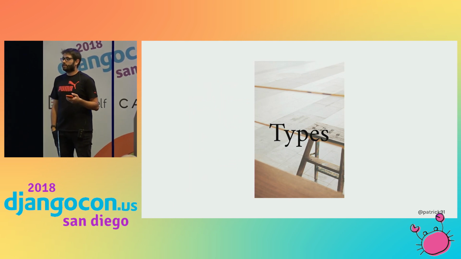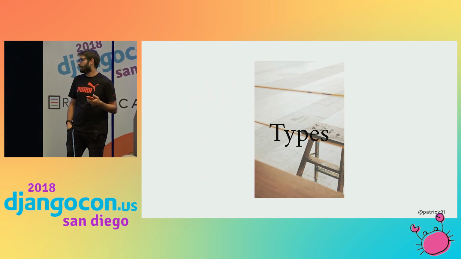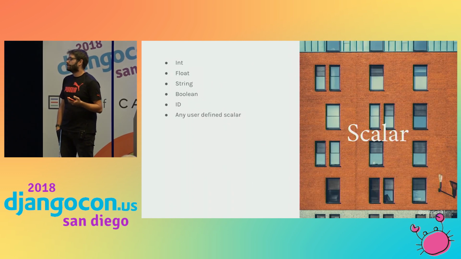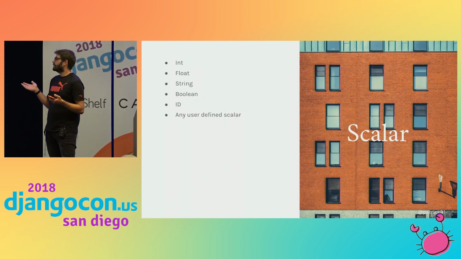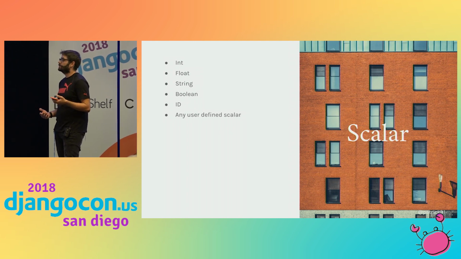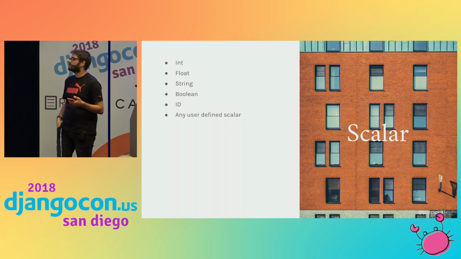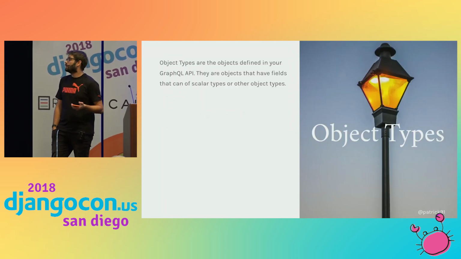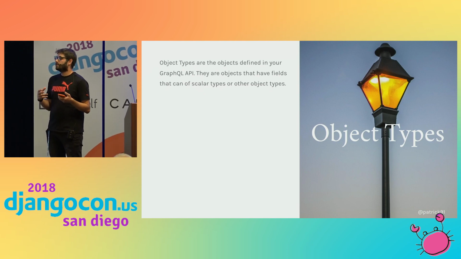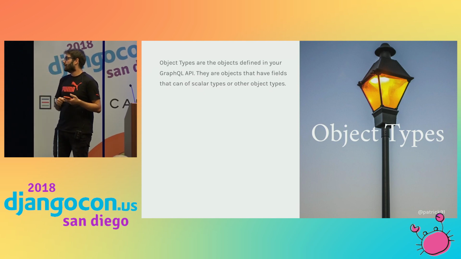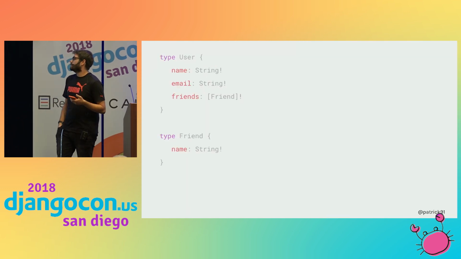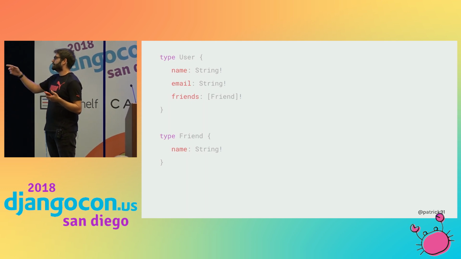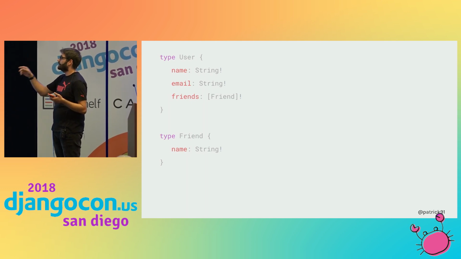Another interesting thing about GraphQL is that you have types. Every field in your API is typed. You have two different kinds of types. One is scalars, which are basically base types, like integer, float, string, and so on. You can also define custom scalar types if you need, like date and time. And then you have object types, which are a collection of fields, where each field can be either another scalar type or another object type. For example, in our previous API, we can have a type of user. They have a name, an email, and a list of friends. And then you have a type of friend, which only has a name.